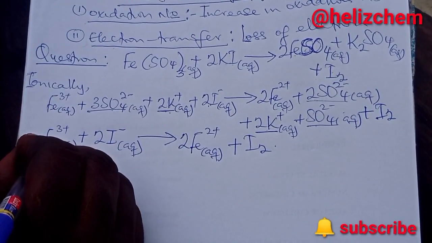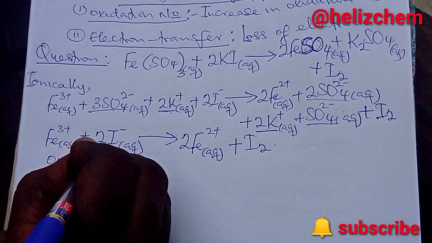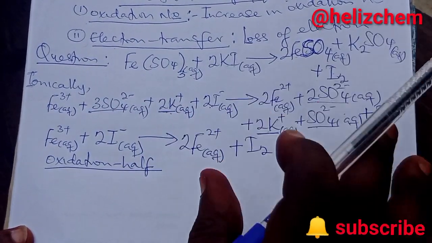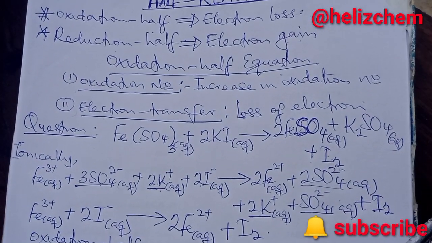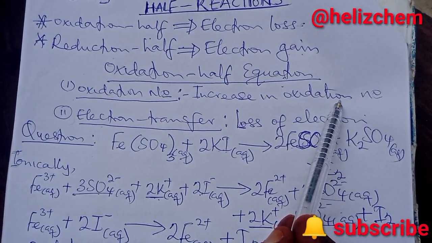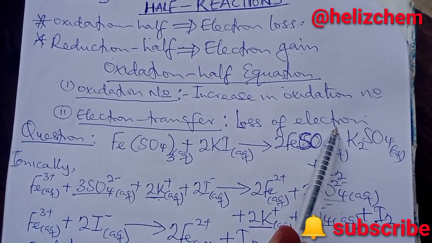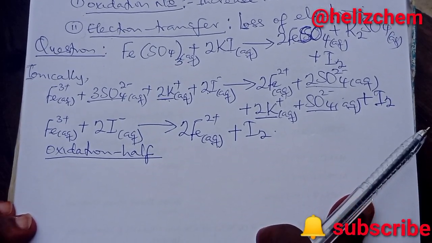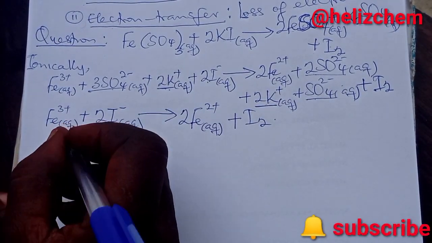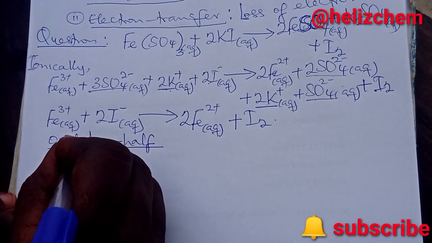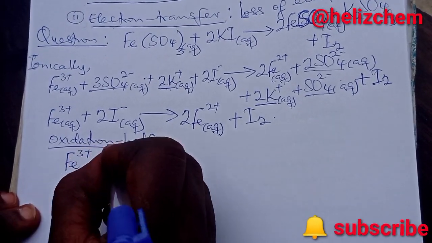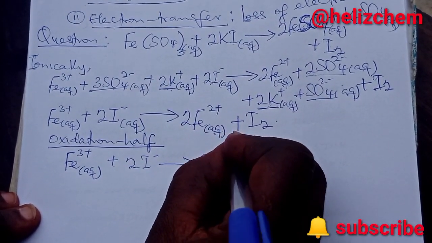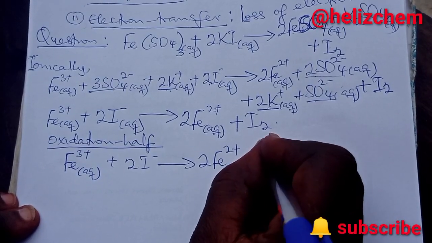Now, if you want to write the oxidation half, don't forget, I told you that we are using two definitions. And what are the definitions? Increase in oxidation number and loss of electron. So if you look at this ionic equation now, let's rewrite it: Fe3+ aqueous plus 2I- to give 2Fe2+ aqueous plus I2.